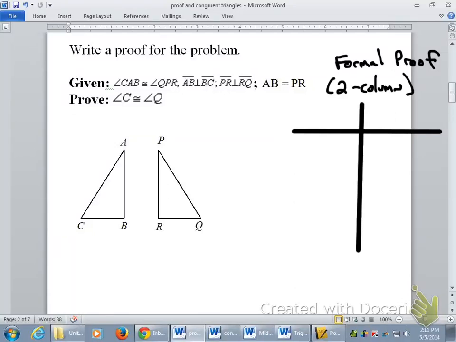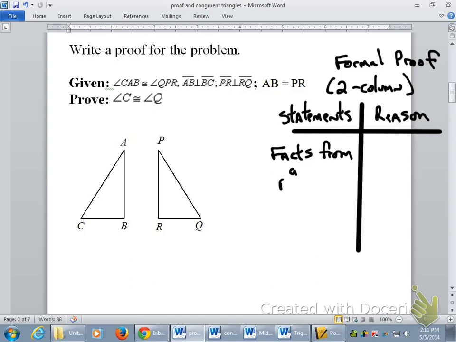So a quick introduction to this is we're going to use a formal proof, a two-column proof, okay? And what we're going to do is in one column, we're going to put statements, and in the other column, we're going to put reasons. Now, what kind of things do we write down in those statements? Well, we're going to put facts that we find out about a problem. Facts from a problem. Or they could be facts that we discovered during the middle of the problem.